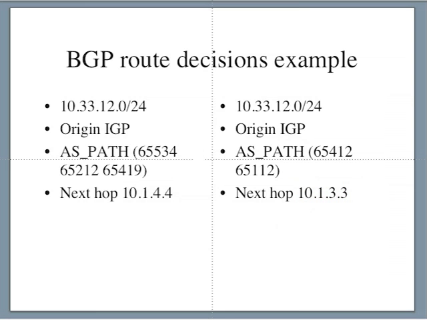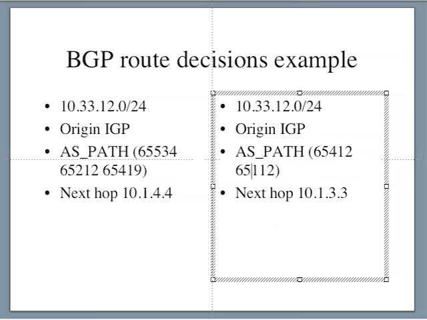You're going to prefer the one on the right because it has a shorter autonomous system path. 2 hops is better than 3 hops.